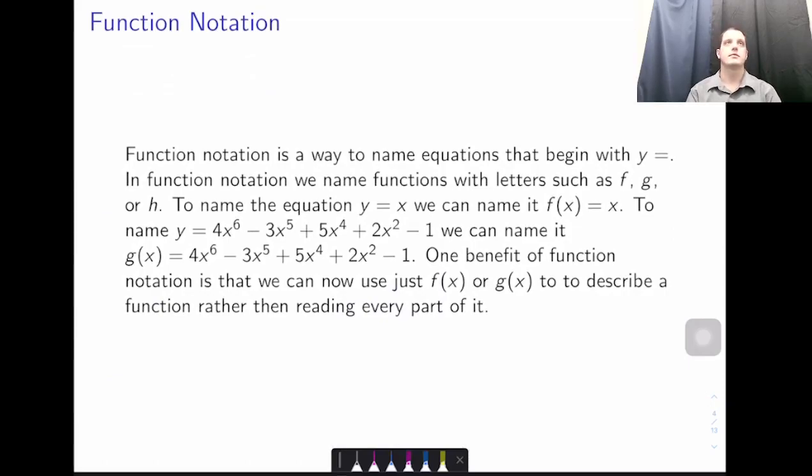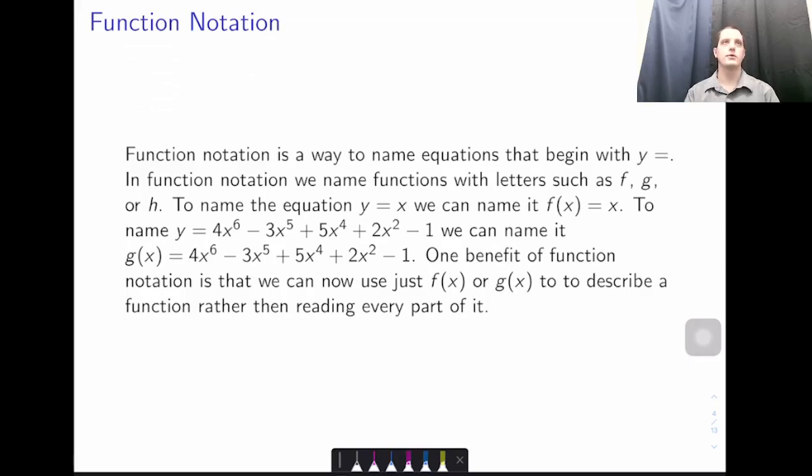Function notation. Function notation is a way to name equations that begin with y equals. In function notation, we name functions with letters such as f, g, or h, and there's other letters that we use, but those are common ones. To name the equation y equals x, we can name it f of x is equal to x. Here we simply replace the y with f of x.